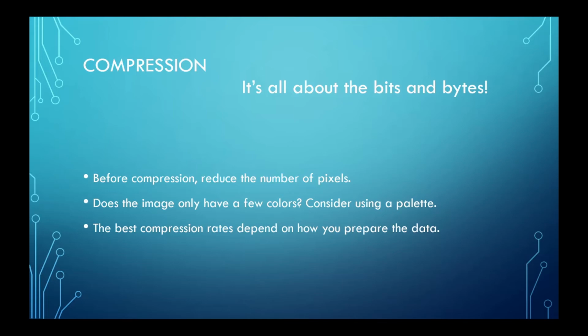Compression algorithms can only do so much. The best way to reduce the image file size is to reduce the number of pixels. Shrink the image to the absolute minimum acceptable size. Compression algorithms alone will not save you. If your image only has a few colors, consider using a palette. Converting a 24-bit image into an 8-bit image will reduce the raw byte count by 2/3. The best compression rates depend on how you prepare the data.